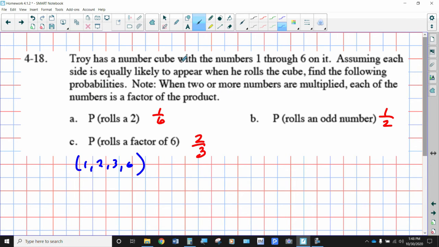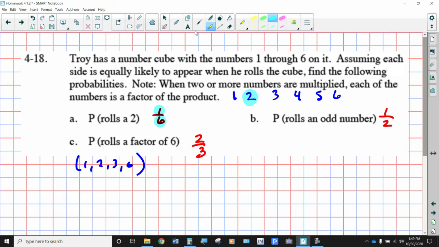Okay, so Troy has a number cube with the numbers 1 through 6 on it. Assuming each side is equally likely to appear, because that's how a cube works, find the following probabilities. So what's the probability of getting a 2? Well, there's only 1 2 there, right? You can get a 1, a 2, a 3, a 4, a 5, or a 6. So since it has 6 sides, that's going to be your denominator, and only one of those is the number 2. So that's a 1 out of 6, 1/6 probability.